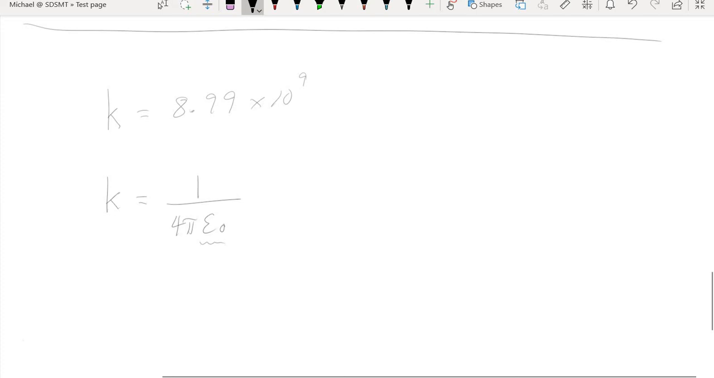Well, we can actually solve for that right now because we know what the value of k is. Epsilon naught, with just a slight bit of rearranging, is going to be 1 over 4 pi k. So 1 over 4 pi times 8.99 times 10 to the 9. This is going to come out to be, say, 8 point.